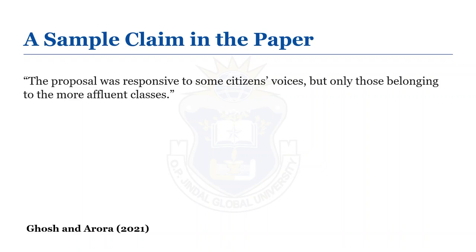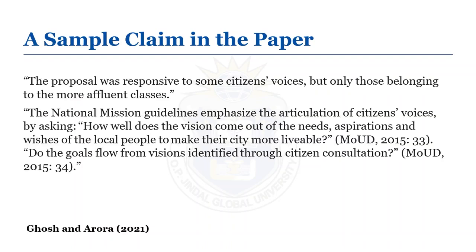We examine here some relevant parts of one section of the paper to see how evidence is used to substantiate claims. To begin with, the authors tell us again in this section that the National Mission Guidelines do emphasize that the smart city proposal has to evolve from consultations with the citizens. This is the part then on which one can evaluate whether the smart city proposal was responsive.